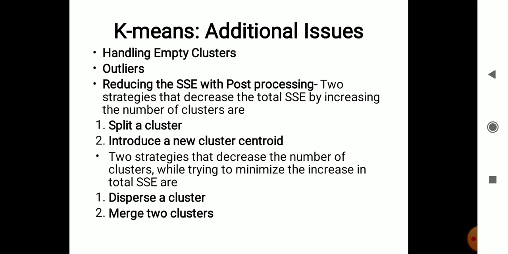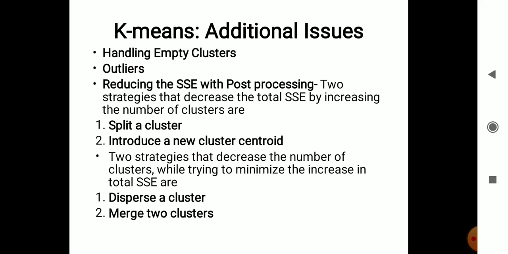The next one is that you need to reduce the SSE value. How to reduce the SSE value? As I told earlier, always the minimum SSE value will be chosen. In order to do that, you will be using two strategies, reducing the SSE value by increasing the number of clusters. Here the SSE value will be reduced, but the number of clusters will be increased. There are two methods for that. One is splitting a cluster and the other one is introducing a new cluster centroid.